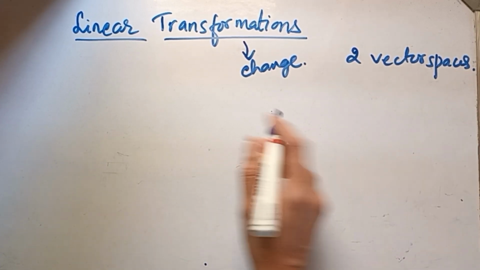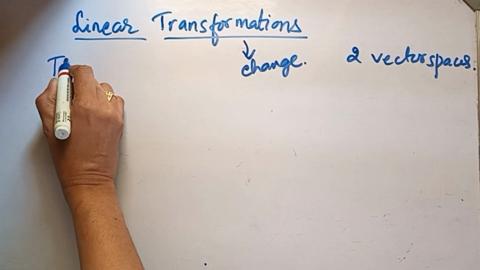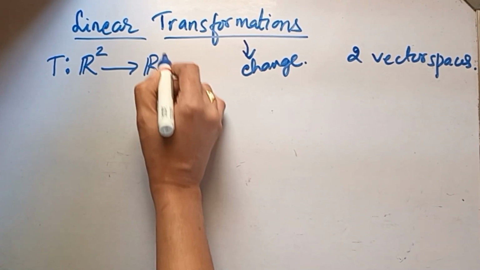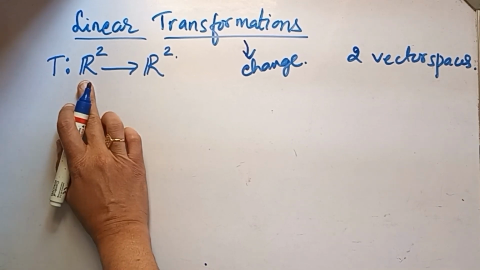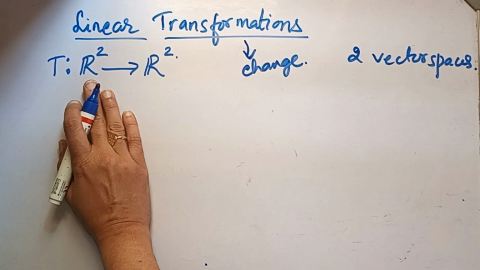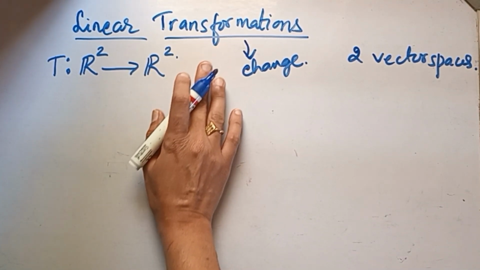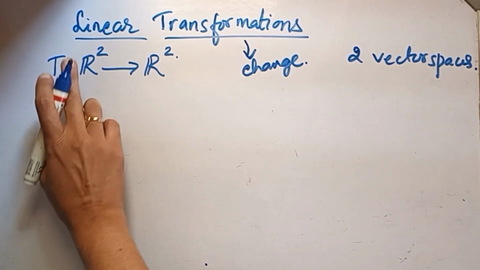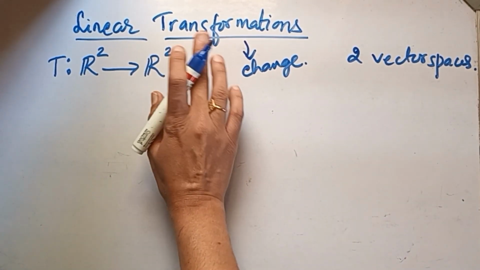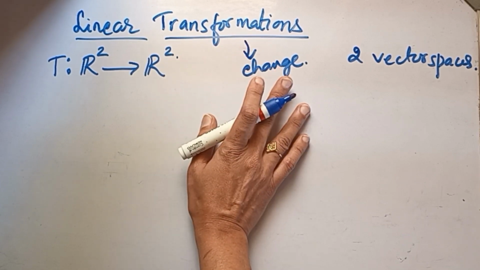Now, to illustrate this, let me consider a transformation from R square to R square. R square is a vector space over R. Geometrically, R square is a plane. Now I am going to apply a transformation on this R square, on a plane. After applying the transformation, there is a change. Definitely there will be a change.